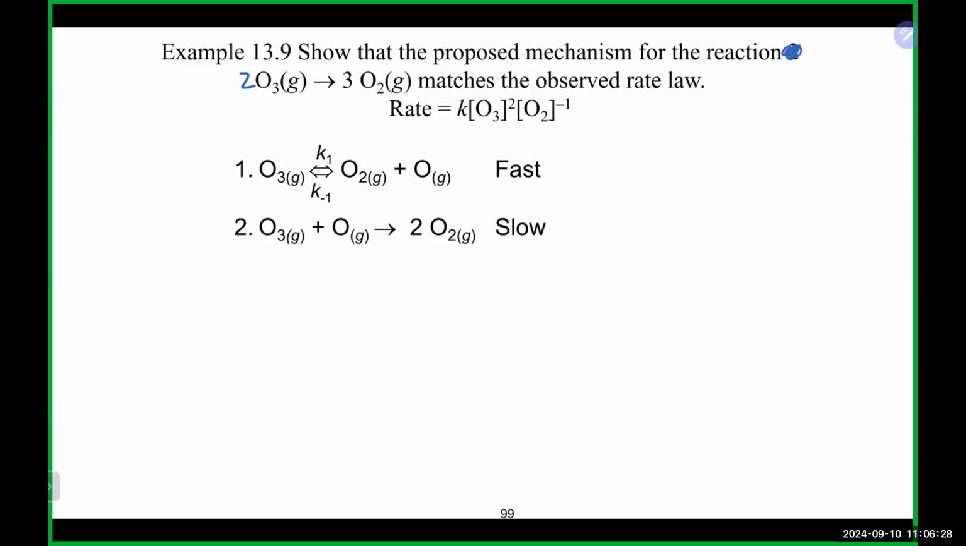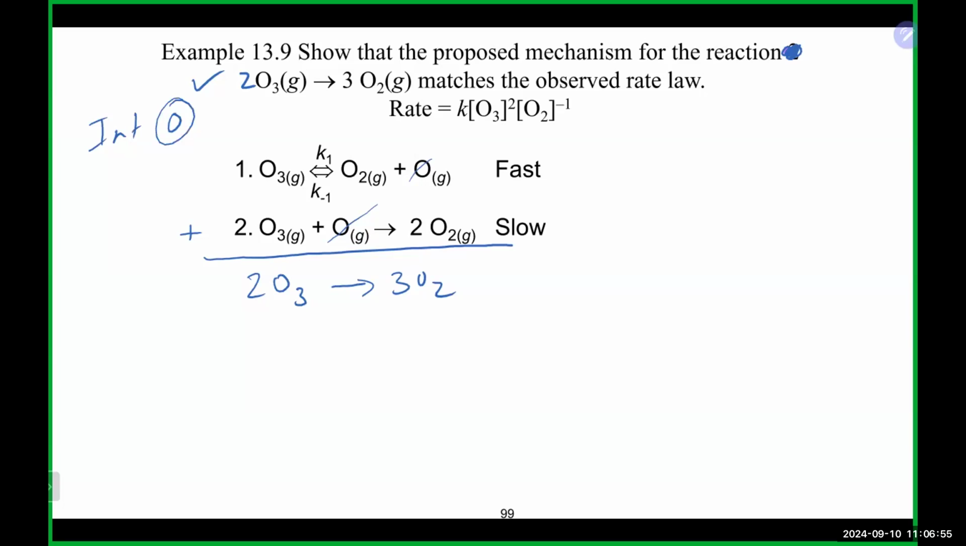Okay, so let's take a look since we're getting to the end here. Remember, basically two things need to happen for it to be good or plausible. We need to add up the steps, so we'll do that here. It looks like the O cancels, and that leaves me on the left 2 O3, and on the right 3 O2, so that is good. We also see that the intermediate here is O, and we know that the slow step is our rate determining step, which once again should have a rate law that matches the experimental one if it is good. We could write it here. The rate is equal to k times [O3] and [O].